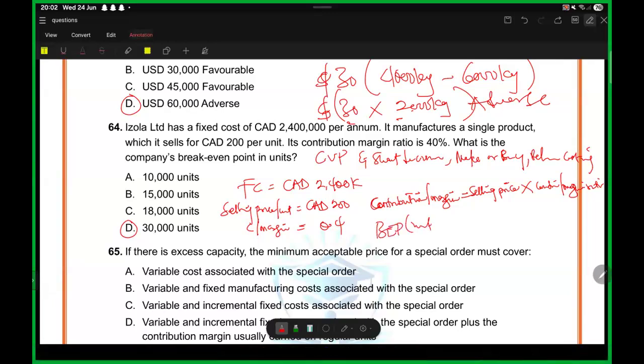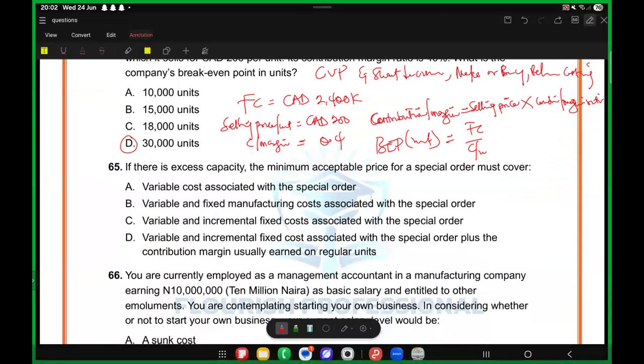Break-even point formula: fixed cost over contribution per unit, whether contribution per unit or contribution margin. Then you get your answer. It's very, very simple. Are we together?